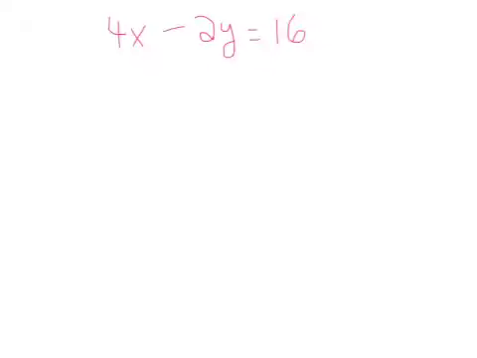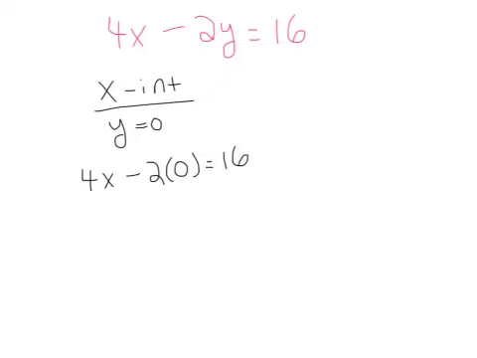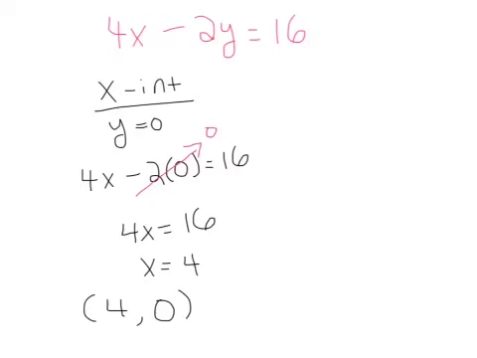And what I'm going to do is start by finding the x-intercept. And we know that x-intercepts are when y equals 0. So I'm going to plug it into my original equation. So I say 4x minus 2 times 0 equals 16. So again, I'm going to say, well, 2 times 0 is just 0. And what I'm going to have left over is 4x equals 16. And then I know that x equals 4. I'm going to put it in an ordered pair. And I'm going to say it's (4, 0). Because again, when y is 0, x is 4.